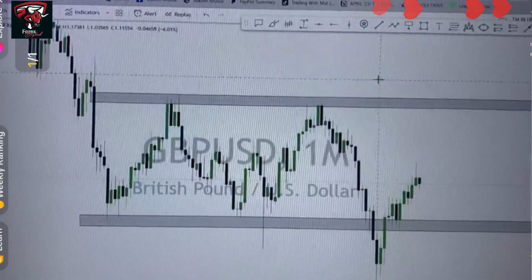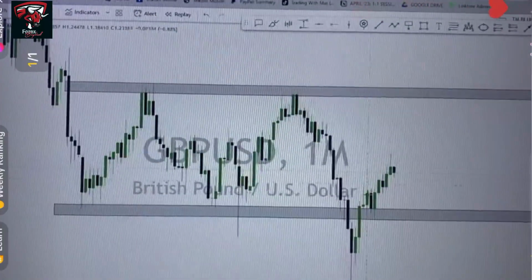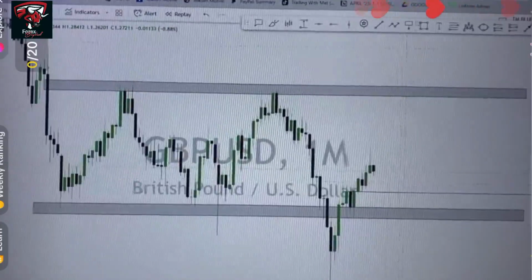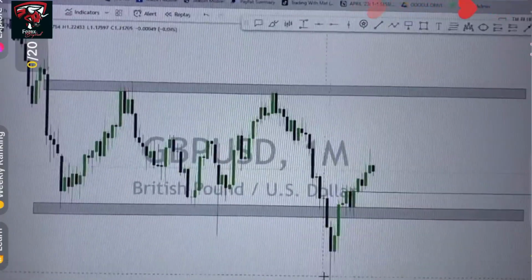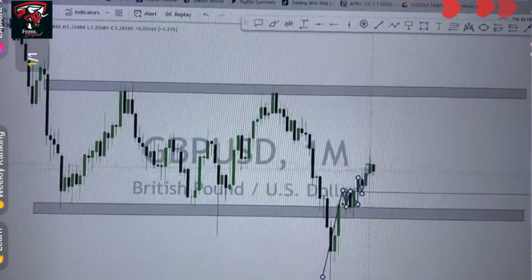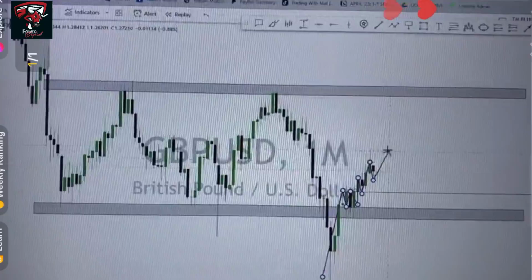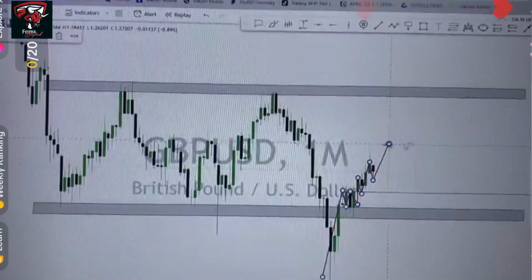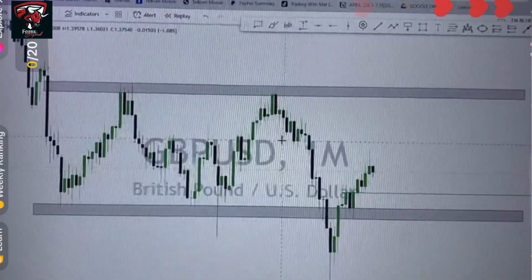Okay, so we've got a resistance, we have a support. The market came up here. You guys can see what the market was doing here. The market came up, created a range, broke out, retested, broke out again, kind of retested. So what's going on with the market right now? What's the next area of resistance and support?